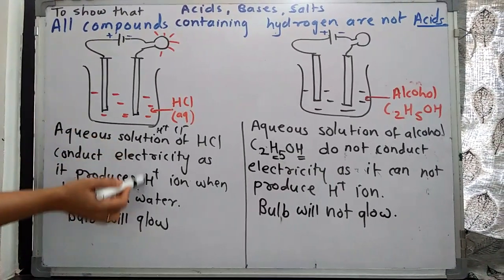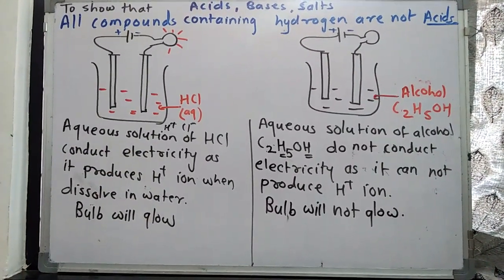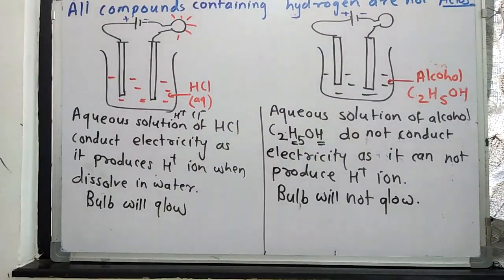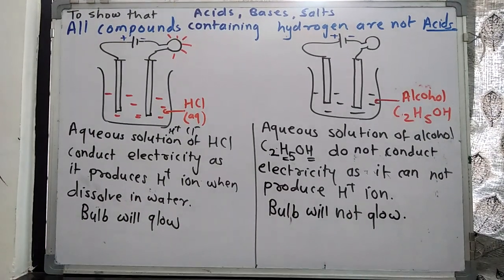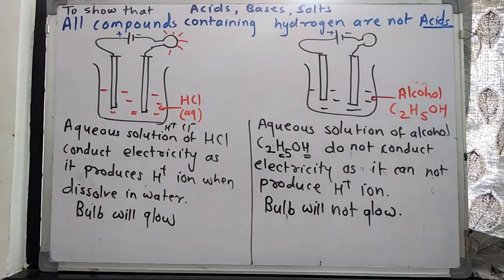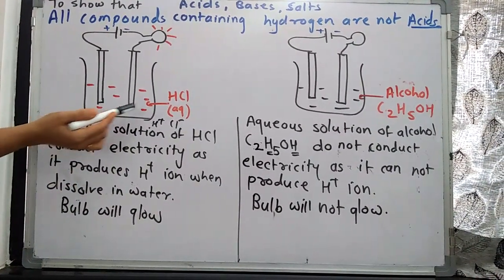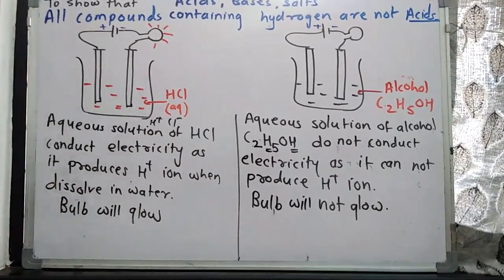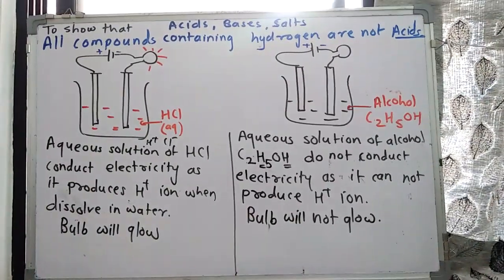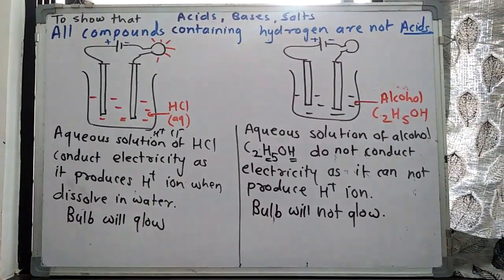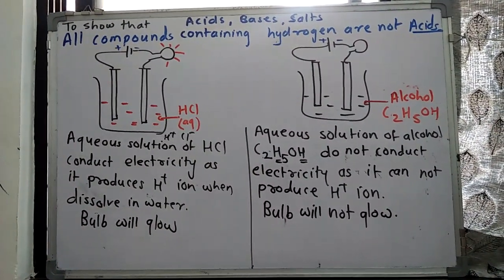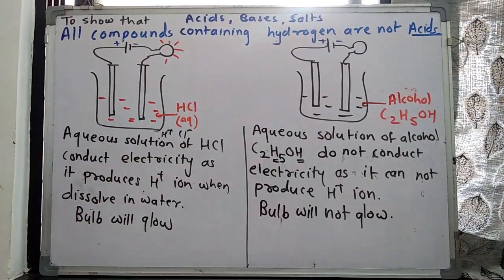Now see, HCl conducts electricity and the bulb will glow because HCl in aqueous solution produces H+ and Cl- ions. Now the same procedure we have to do, but instead of HCl we will take alcohol. Now what is the formula of alcohol? C2H5OH. There are many types of alcohol. This is ethyl alcohol. Now in the formula of alcohol again H is present.